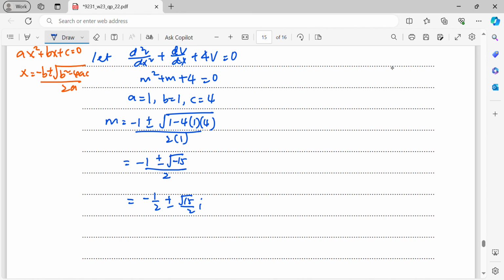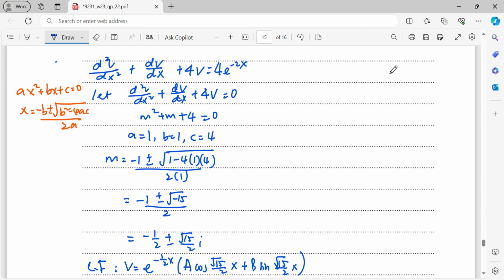Then now, since you are getting complex roots, my complementary function v equals e to the negative half x times a cos square root 15 over 2 x plus b sine square root 15 over 2 x. Okay, so with this, I found the CF, the complementary function. Now I get the particular integral.